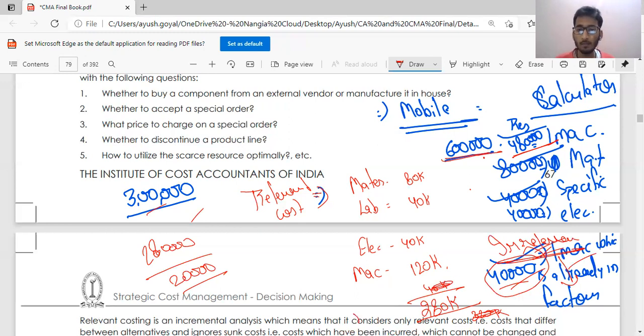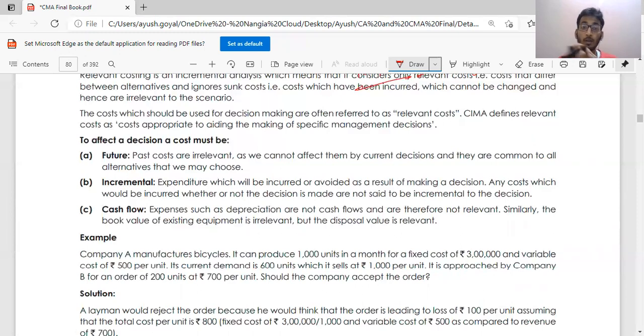So the relevant cost would be 280K only. My sale would be 3 lakh only. I would earn 20,000. So this project would be beneficial for me. So this is the concept of relevant costing. I hope you understood the concept of relevant costing, which cost would be relevant, which cost would be irrelevant.